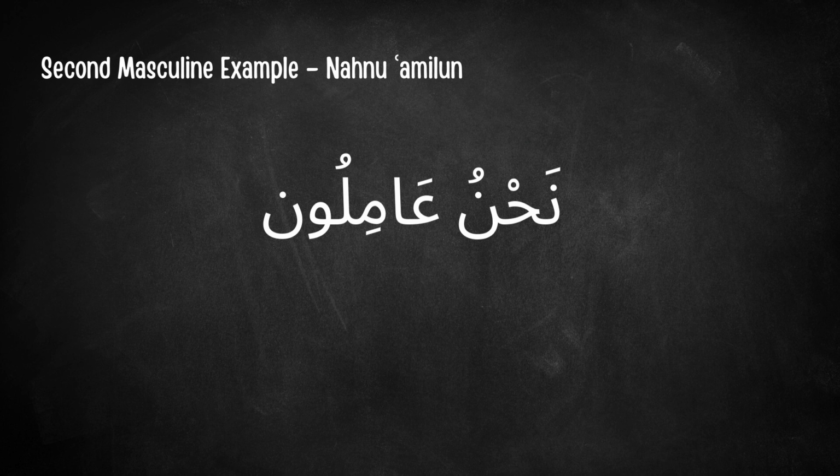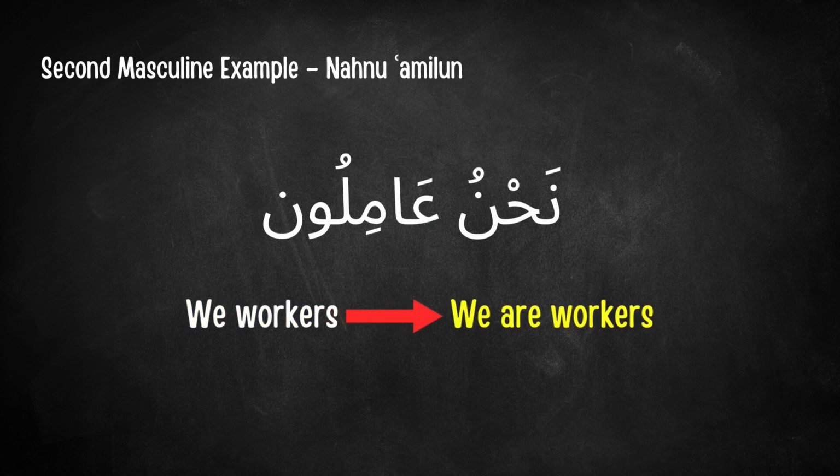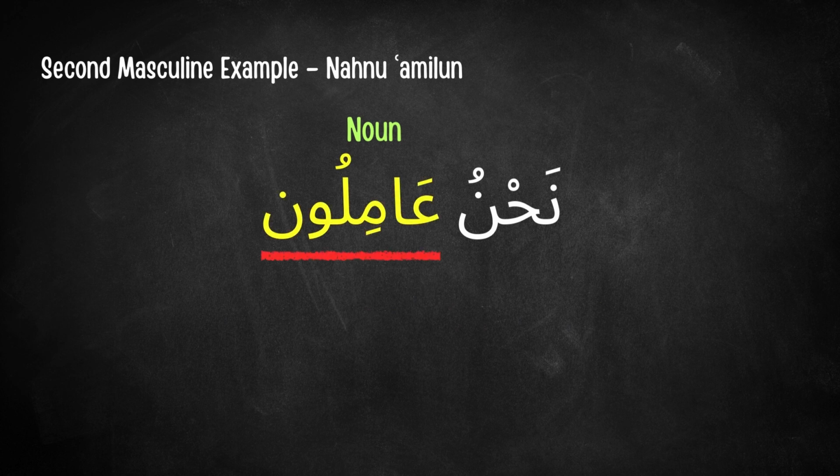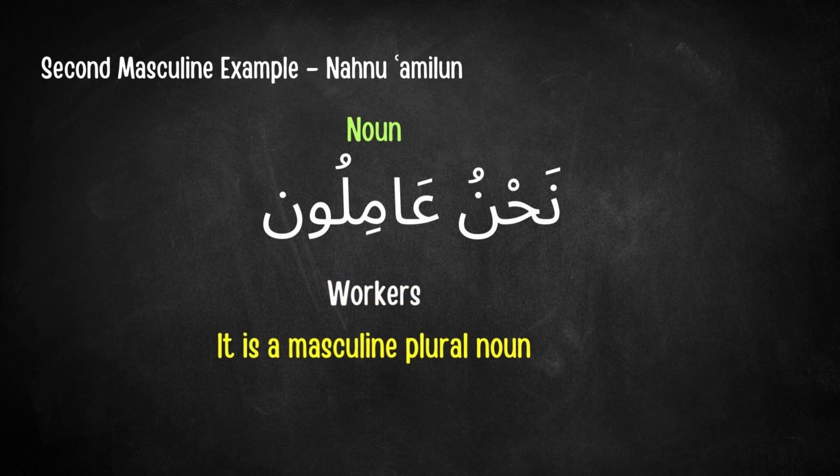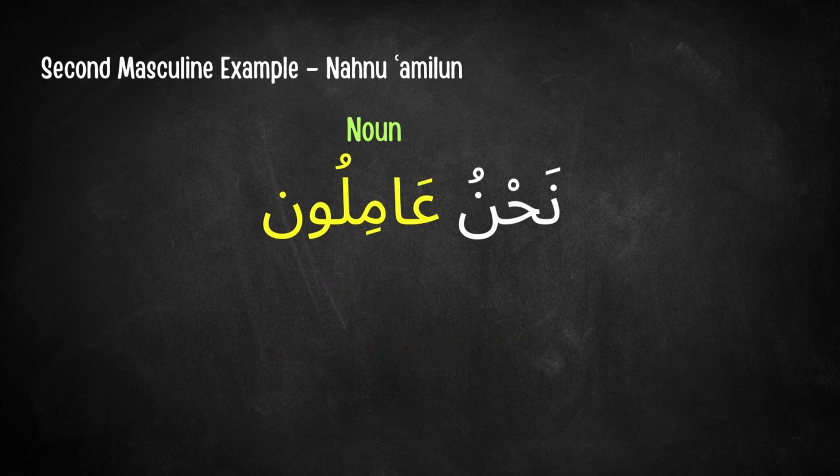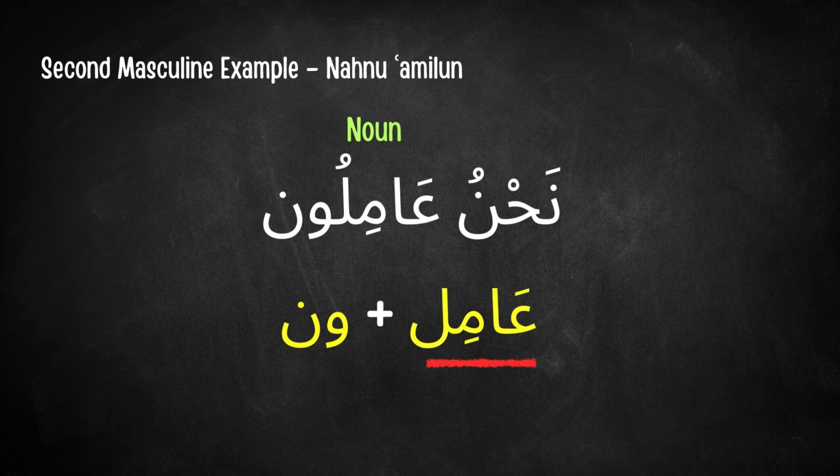Second example, نحن عاملون. نحن عاملون means we workers, but it is understood as we are workers. The noun عاملون means workers. It is a masculine plural noun. The noun عاملون is formed by adding the suffix waw noon to the singular noun عامل, meaning worker. عامل plus waw noon becomes عاملون.